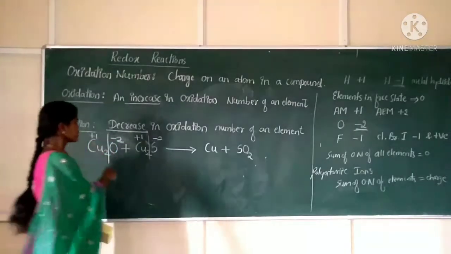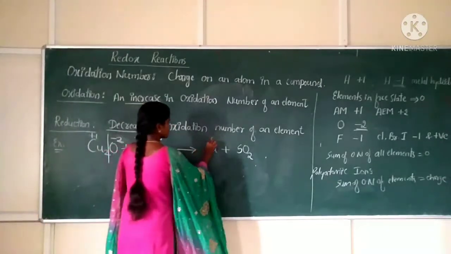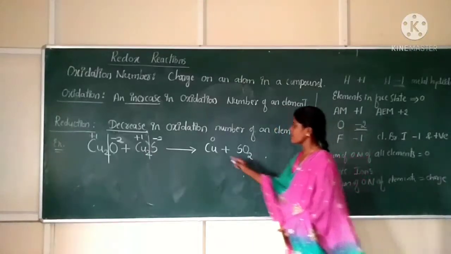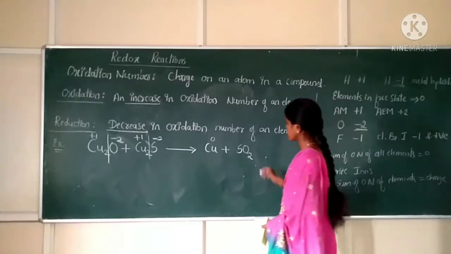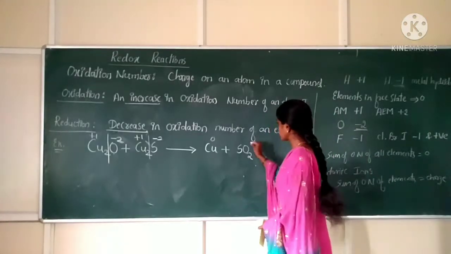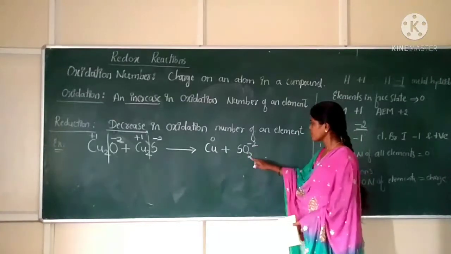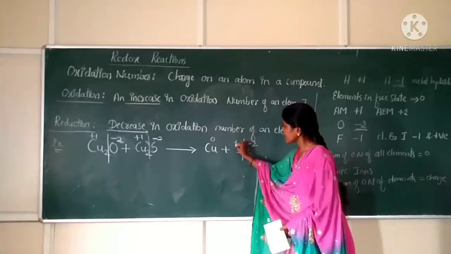Now, the oxidation state of copper on the product side is 0. Why is it 0? Any element which is present in a free state will have an oxidation state of 0. Now, calculate the sulfur oxidation state. Oxygen oxidation state is -2. 2 into -2 is -4, so -4 means sulfur should have what?